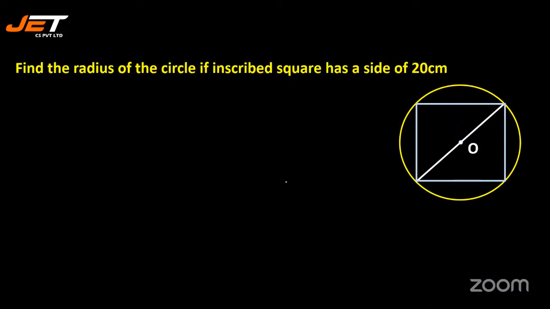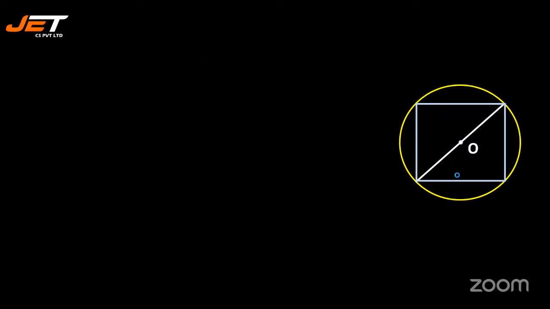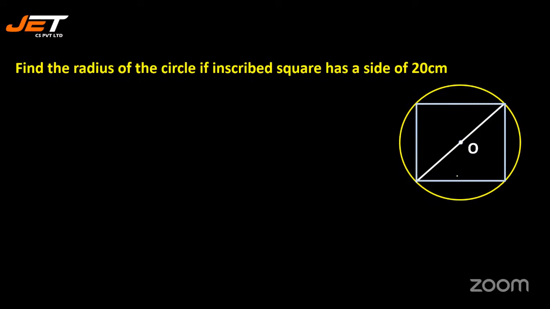Find the radius of the circle if inscribed square has a side of 20 centimeter. Here also again they have asked us only the radius. So here the side is 20. The last sum was also 20, isn't it? Yes, the same question, right? So the same question is repeated. Let's move on to the next question.